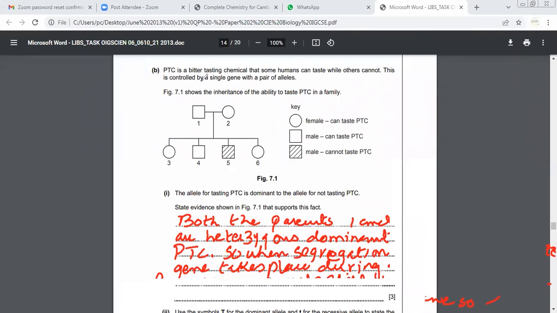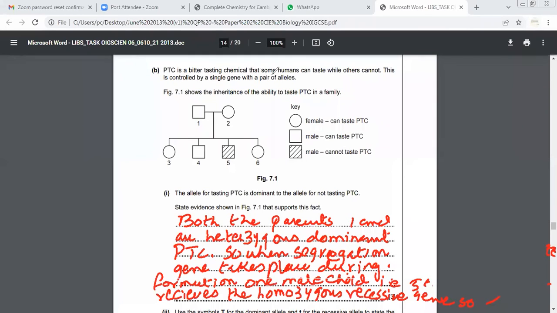Okay, PTC is a bitter tasting chemical that some humans can taste while others cannot. This is controlled by a single gene with a pair of alleles. Okay, so PTC is the dominant gene. Figure 7.1 shows the inheritance of the ability to taste bitterness of PTC in a family.